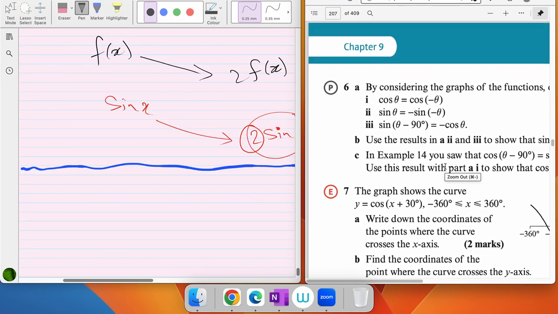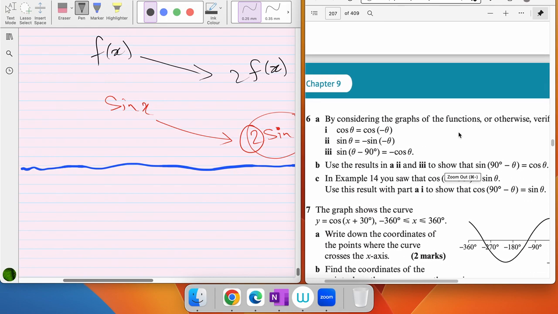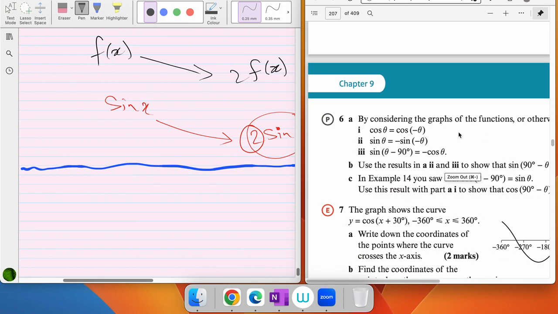Page 198, question number 6. By considering the graph of functions or otherwise, verify that cos theta equals cos minus theta.